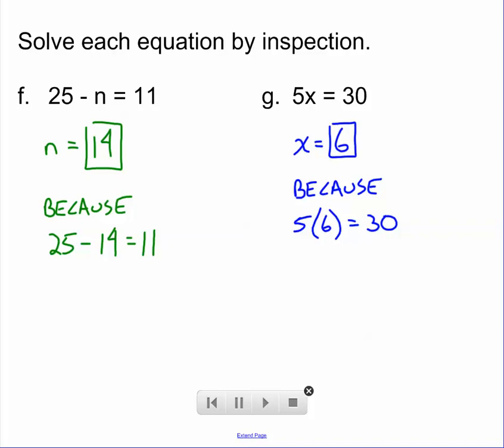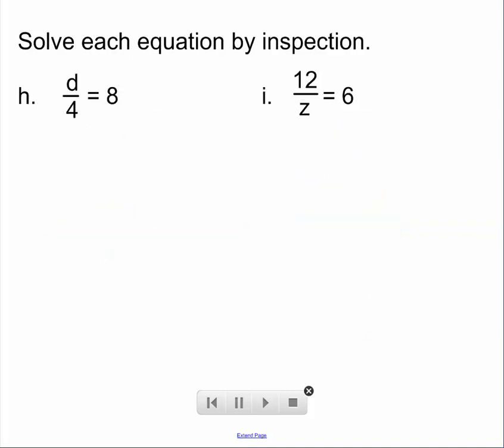Keep going. Let's do some division here. What number divided by 4 is 8? 32. 32 divided by 4 is 8.